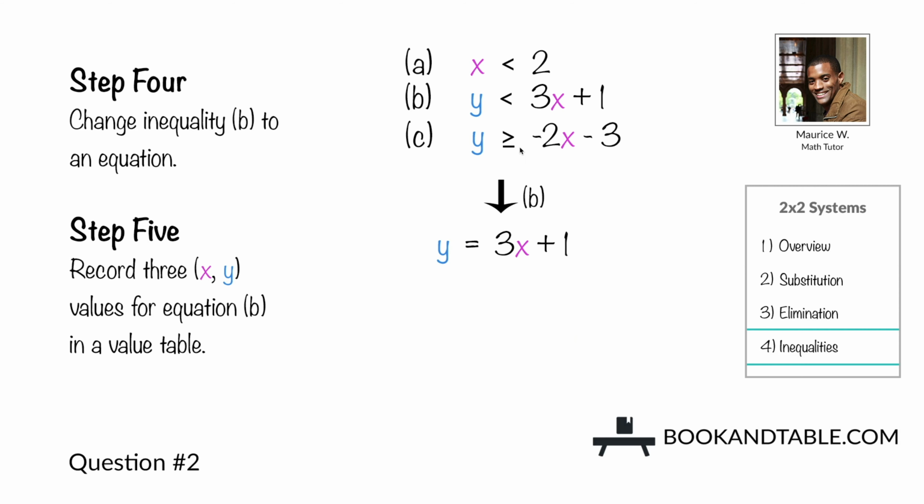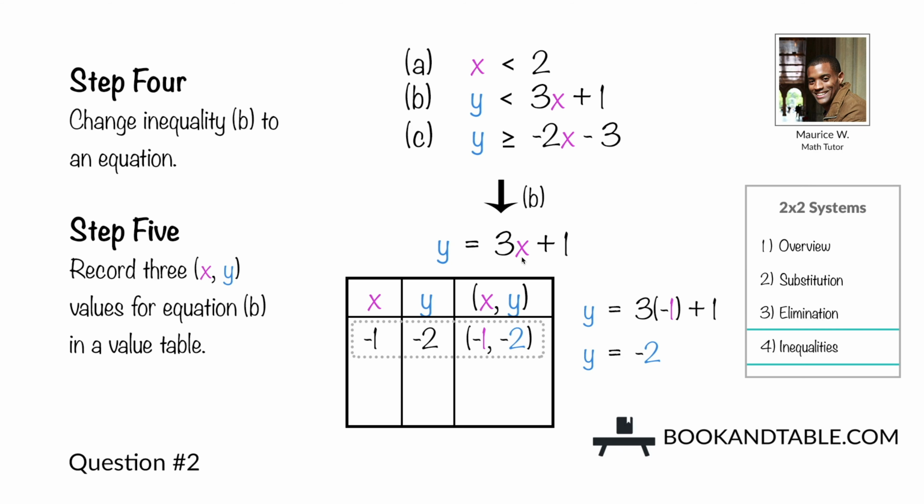So step 4, change inequality B to an equation. So change the less than sign to equal to. Now we plug in 3 values for x. So when x is -1, y is equal to 3 times -1, which is -3. -3 plus 1 is -2. So when x is -1, y is -2.